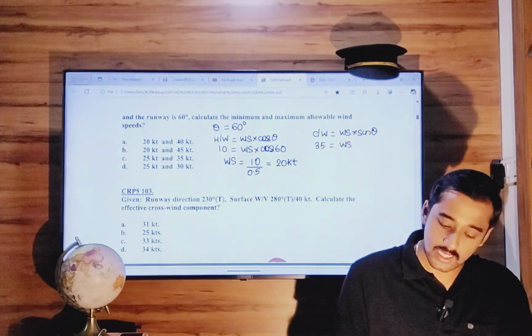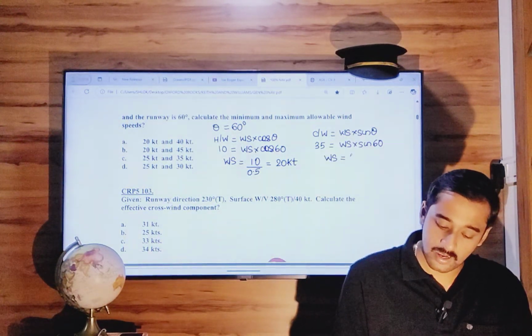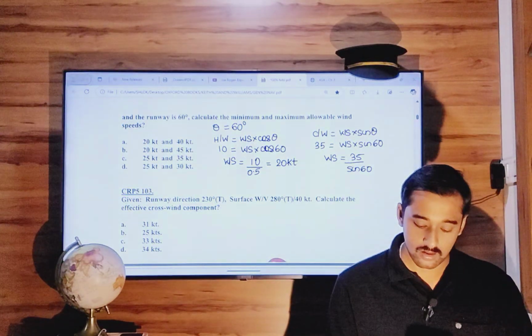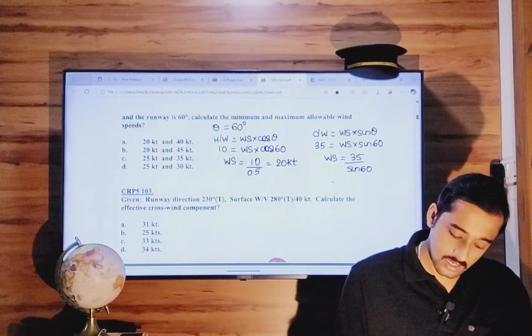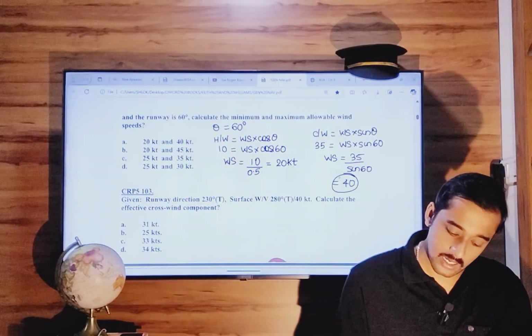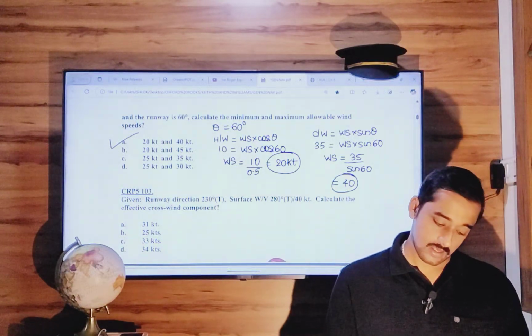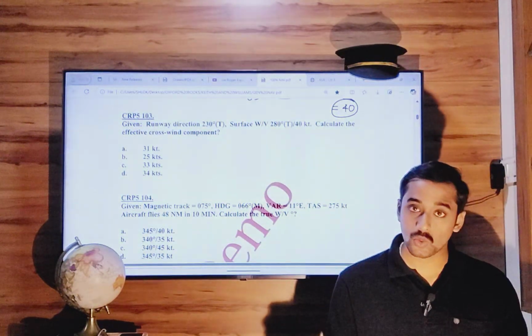Wind speed into sine 60. So wind speed equals 35 divided by sine 60, which is 40 knots. Right? So the closest option here is 20 and 40, accurate. Option A. Next, runway direction given to you. Winds given. What is crosswind?